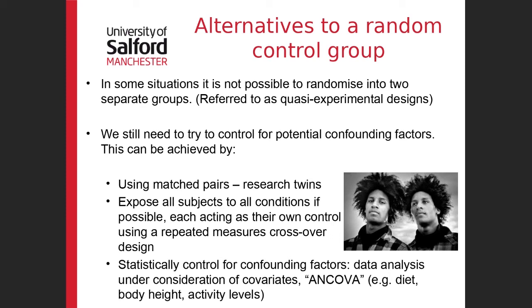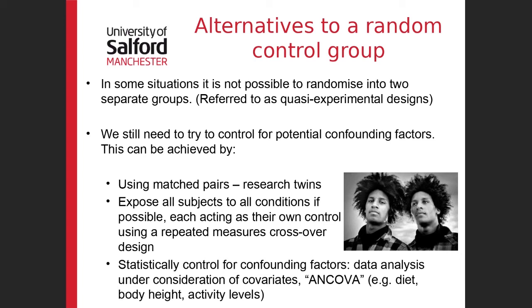Another way of doing it is to expose all subjects to all conditions. So we use what we call a crossover trial. We might not want to deny someone treatment, but we could delay it and get them to try treatment A first before they start treatment B, and then another group starts treatment B first before treatment A.